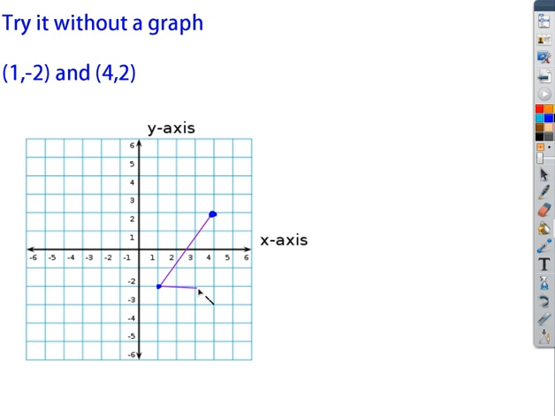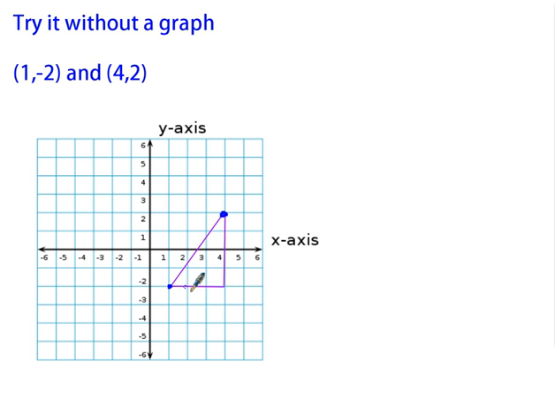Now, like before, I have this triangle. But let's talk about what this triangle means. This line right here is in the x direction. It is really the distance between this x value of 1 and this x value of 4. The distance between 1 and 4 is 3. And as we can see here, that distance is 3.